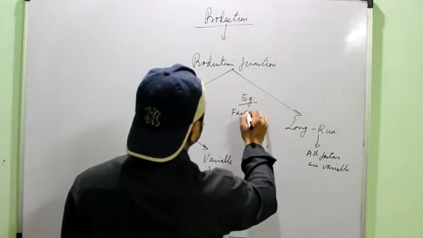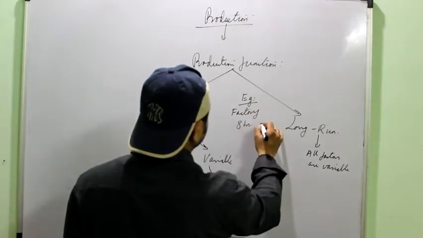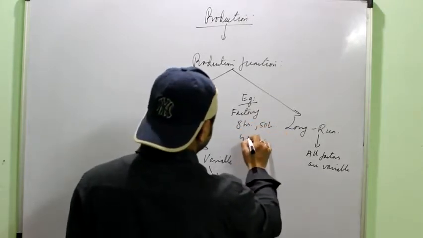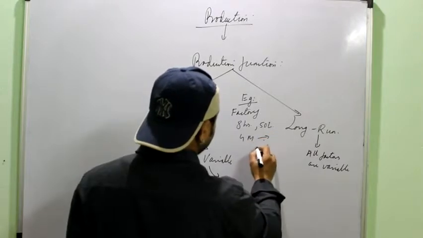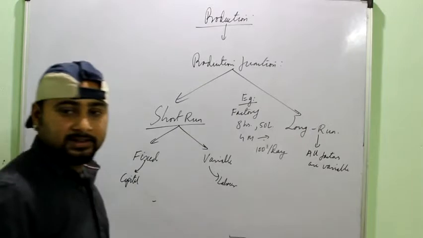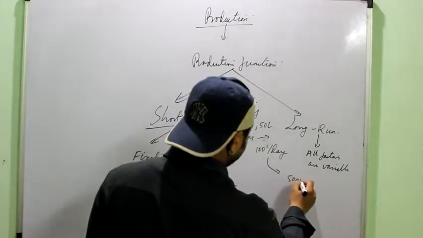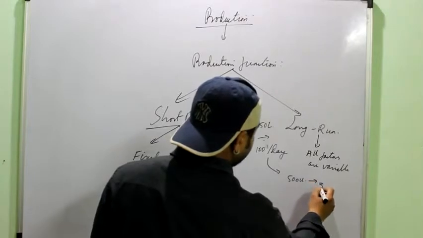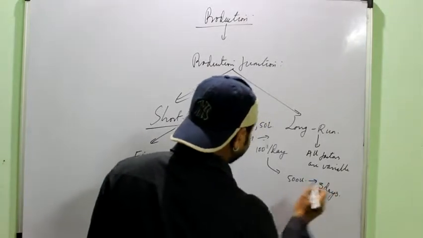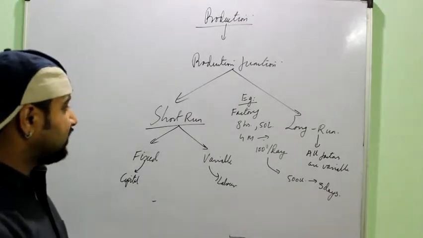A factory working 8 hours a day with 50 laborers and 4 machines and producing 100 units per day, right? Now this factory gets an order of 500 units to be provided in 3 days, right? Understand the situation once again.